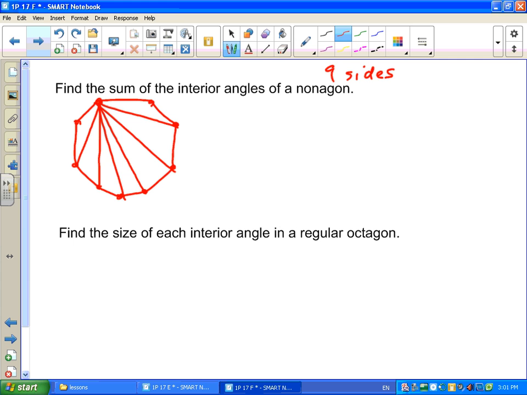How many triangles have I drawn here? 7 triangles. Each triangle has how many degrees? 180. So my interior angles, 7 times 180 degrees, gives me 1260. Okay? And that's what you want to be able to do. Okay? So we will stop it right there.